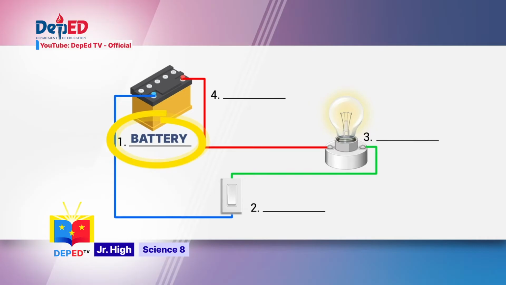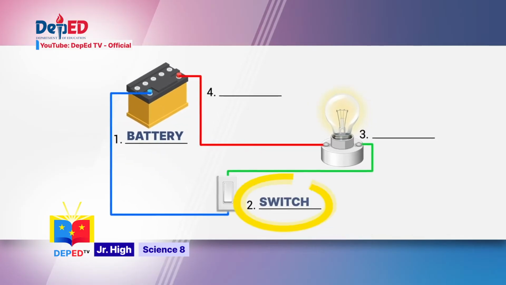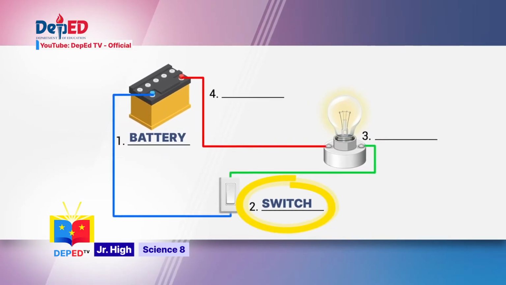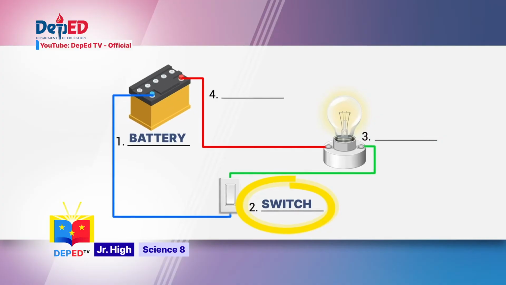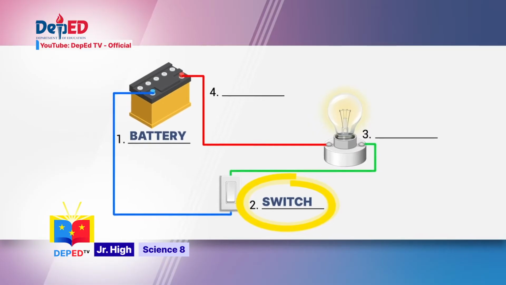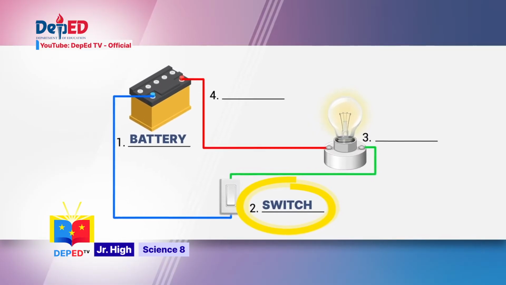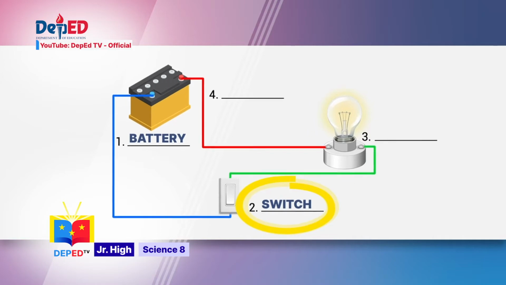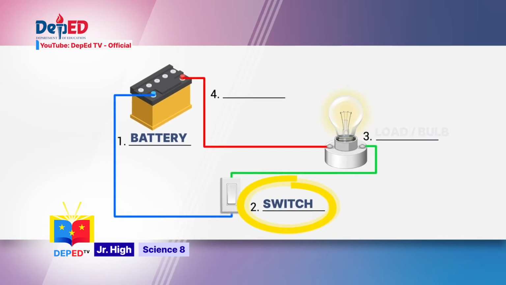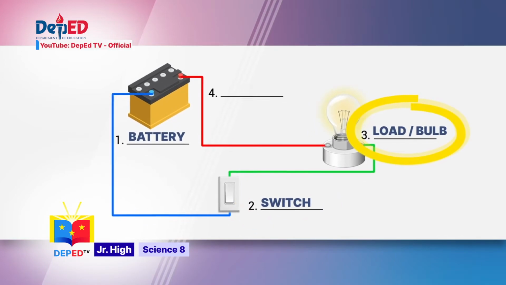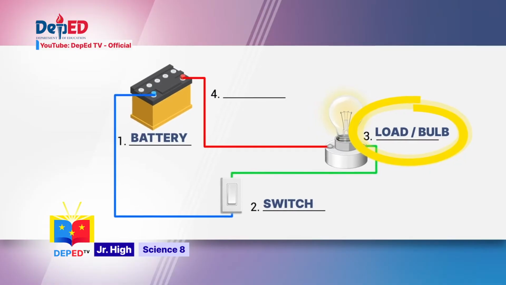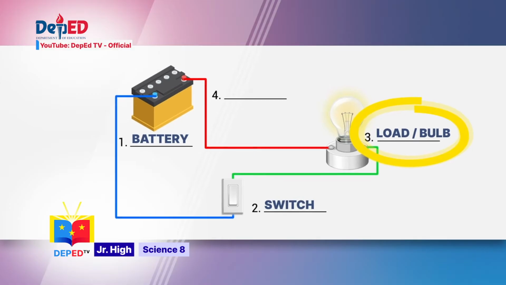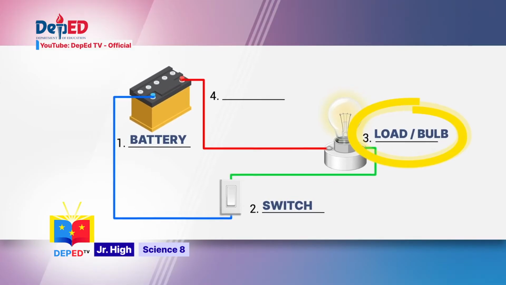Number 2 is an electrical switch. It is a device that can control the entrance of current. When it is on, the circuit is closed, then current can pass through. When it is off, the circuit is open and current cannot pass through. Number 3 is electrical load. It is an electrical device that converts electrical energy to heat, like in the case of an electric iron, and to light and heat, like in the case of a light bulb.